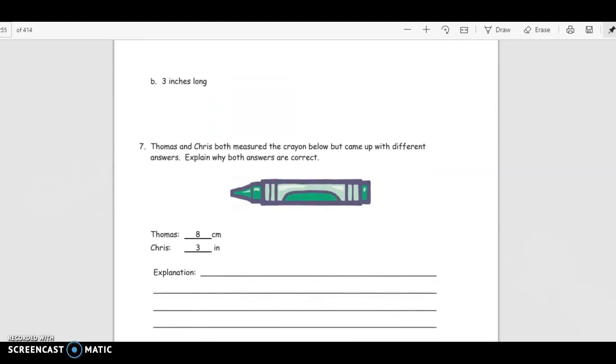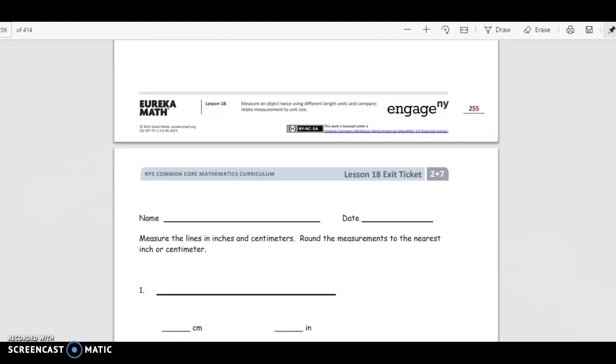7, Thomas and Chris both measured the crayon below but came up with different answers. Explain why both answers are correct. Thomas measured 8 centimeters for the crayon and Chris measured 3 inches. You're supposed to tell me why they are both right.